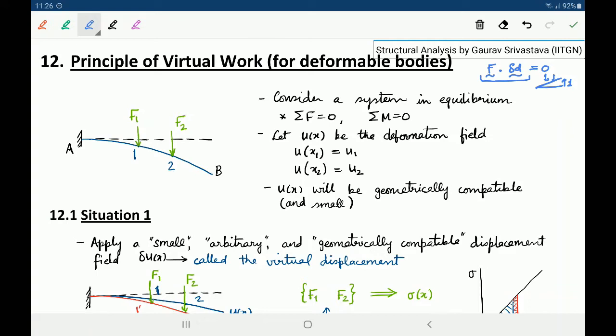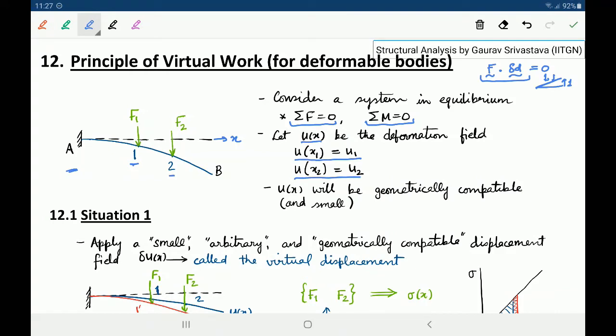Now, in this case, let us consider a system like this. Let's say the system is in equilibrium. So what it means is that the summation of F is equal to 0 and summation of moments is equal to 0 for the system. And let U of x be the displacement field. So if the x axis is oriented like that, let U of x give the displacement field. In that case, if we have chosen 2 points 1 and 2 on the beam, what we are saying is that the value of U at x1 is U1 and the value of U at x2 is U2.